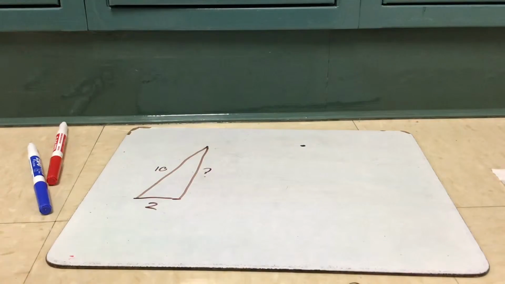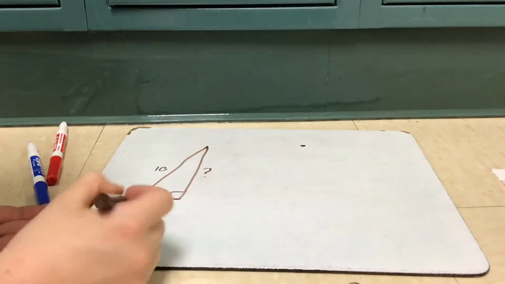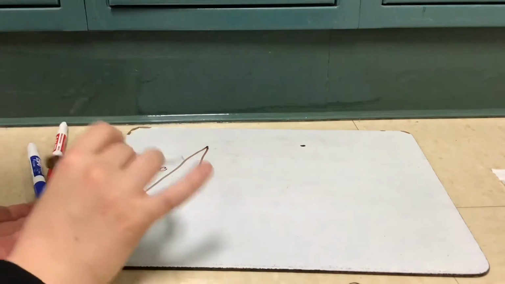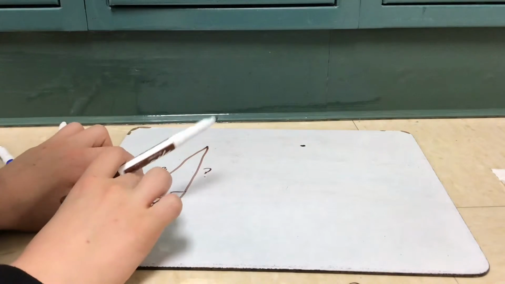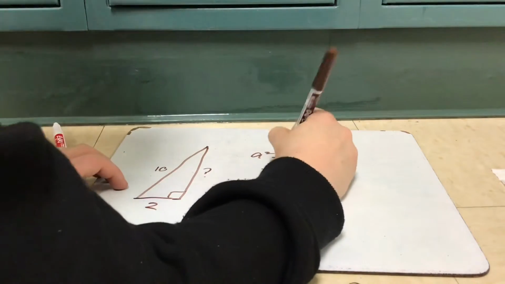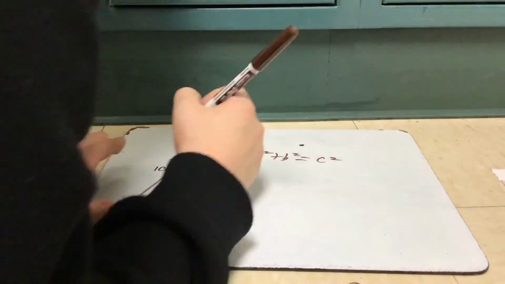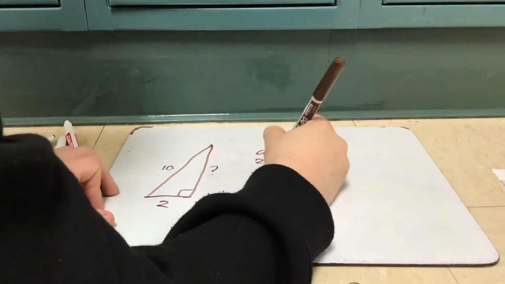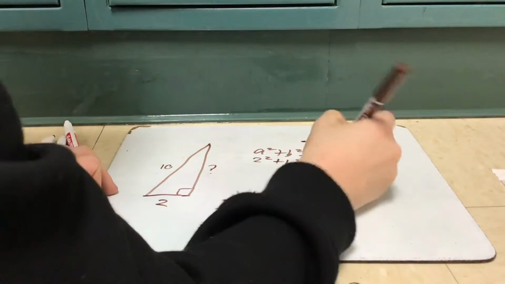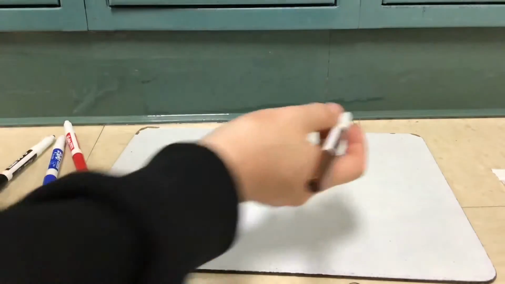Okay, so you might have to use the Pythagorean Theorem in different ways. In this one, you know one of the legs and the hypotenuse, but you do not know the other leg. So you have to figure out what the other leg is. First you write a squared plus b squared equals c squared as usual, but now you fill it in with 2 squared plus b squared equals 10 squared. Then you square the numbers, so 4 plus b squared equals 100.